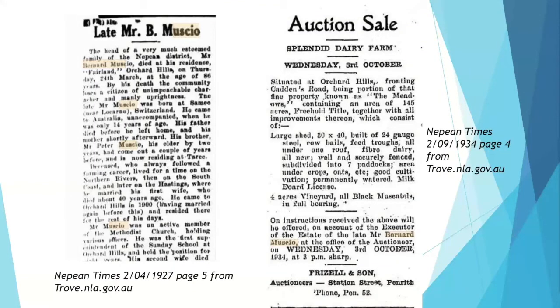And of course, don't forget Trove. You can find lots of wonderful information about land and property in Trove. So we've got Bernard's obituary. He actually made quite a lot of papers, not just the Nepean Times, but because he used to live up in the Manning, he also made the Manning paper. And there's a lovely one in the Methodist newspaper as well. But his obituary in the Nepean Times said he came to Orchard Hills in 1900, that he died at his residence Fairland, Orchard Hills, at the age of 86. He was born in Switzerland and he arrived when he was 14.